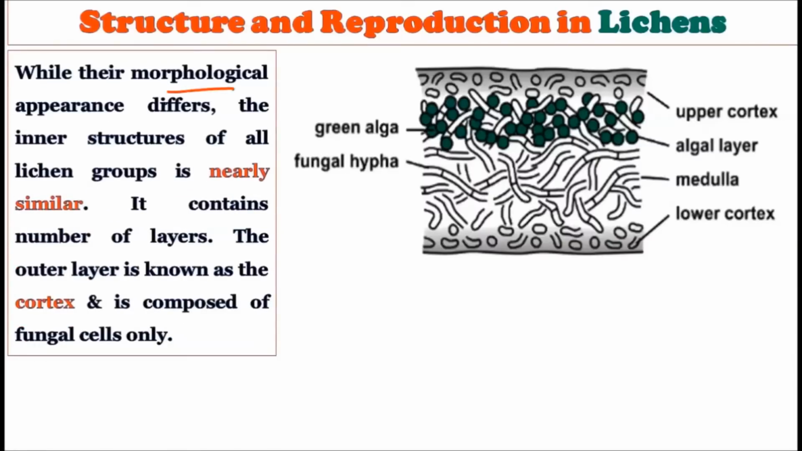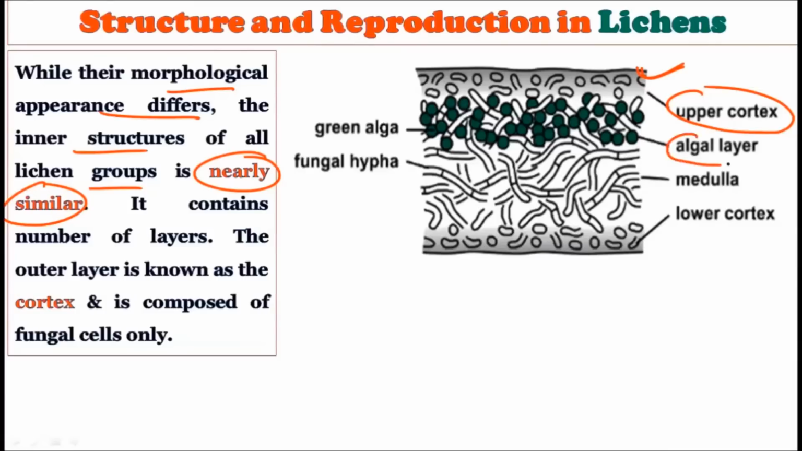While their morphological appearance may differ, the inner structure of all the lichen groups is nearly similar. What we studied yesterday is that there is an upper cortex. In this particular diagram you can observe the upper cortex, and below the upper cortex we have the algal layer at the junction of the medulla and the upper cortex. Whenever there is a meeting of the upper cortex and the medulla, at that particular junction we find the algal cells.